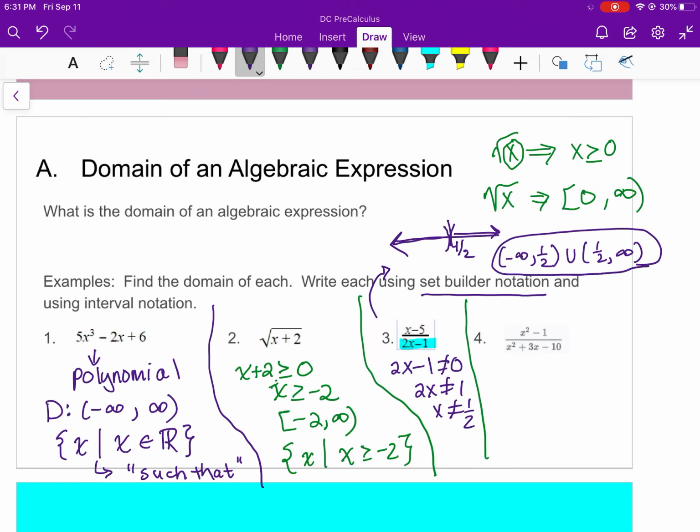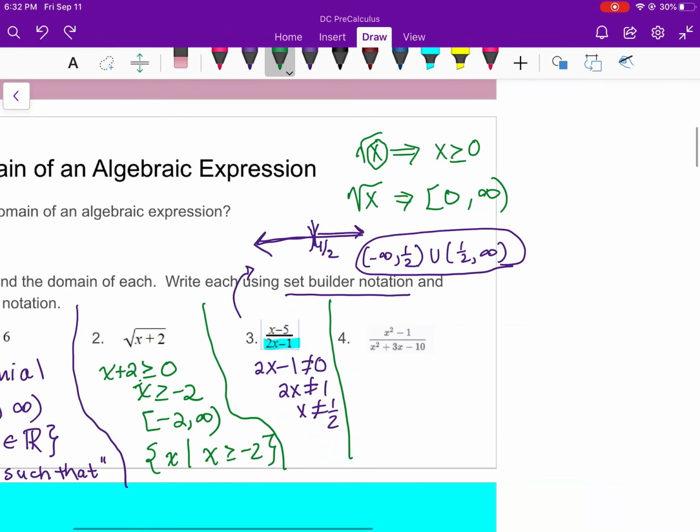If I want set builder for that, I'm simply going to take my bracket, put an x, such that, close it off. So that's my set builder. And you really can't read that very well, so I'm going to rewrite it. Let me try that again. So set builder would be x such that x can't be 1/2.